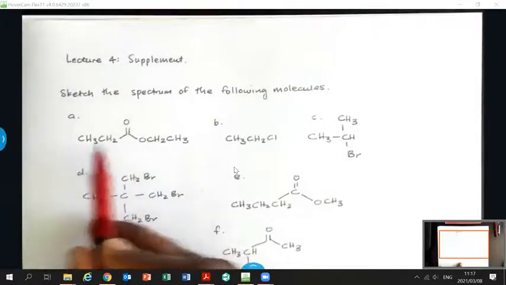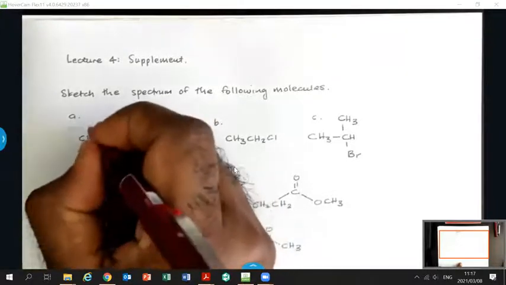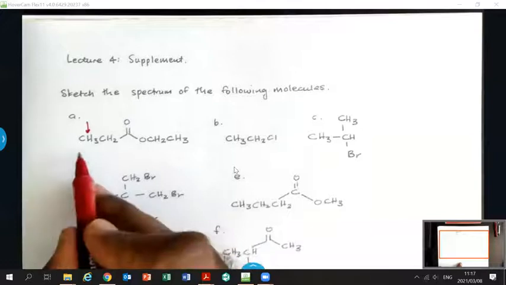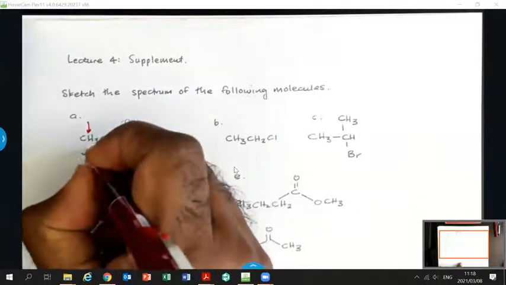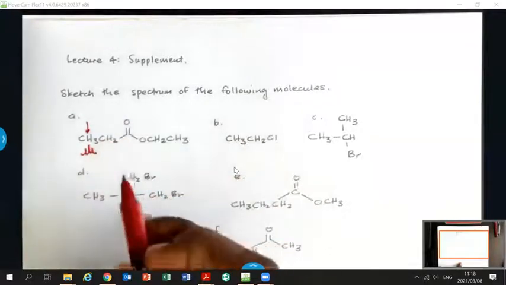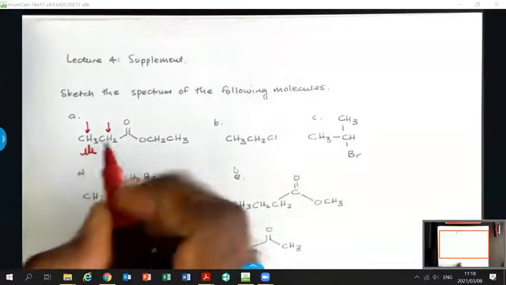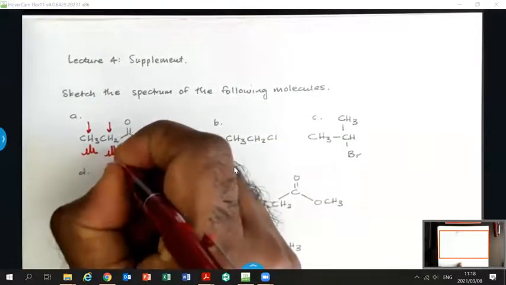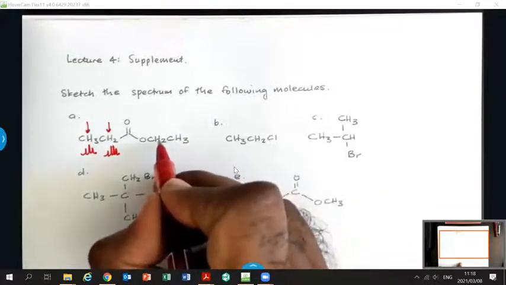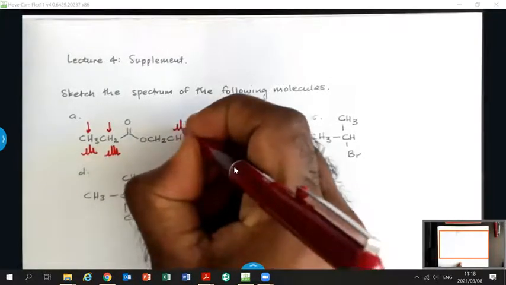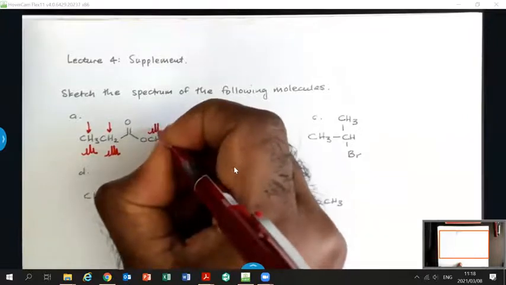So let's take the first one. I've got a CH3 next to a CH2. So I'm going to look at this particular signal here. It's next to a CH2, and that should give me a triplet. If I look at this particular CH2 signal, it's next to a CH3 group, and this should give me a quartet. And the same thing here. The CH3 is next to a CH2, I should get a triplet. This CH2 is next to a CH3, I should get a quartet.